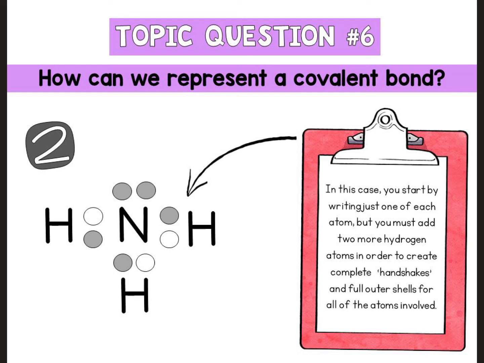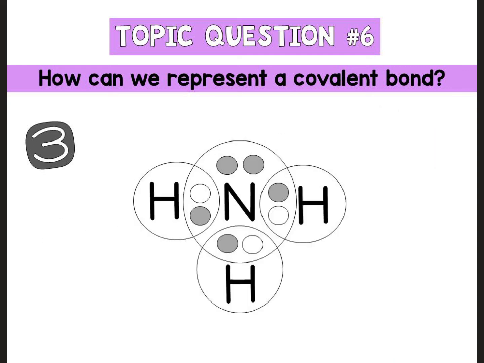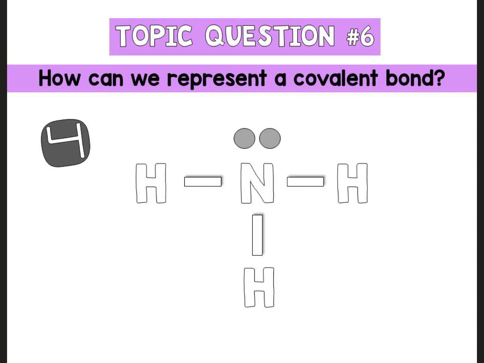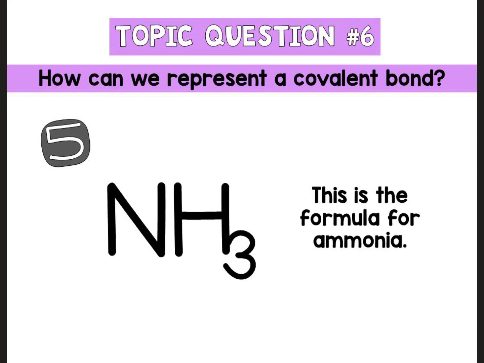This will ensure that nitrogen has a full octet and each hydrogen has a full valence shell as well with its 2 electrons. Let's draw our circles representing our valence shell just to make sure that we have the correct number of electrons in each place, and replace all of the overlapped electrons or the shared electrons with bond lines. Now we used 1 nitrogen and 3 hydrogen, so NH3 is the formula for ammonia.